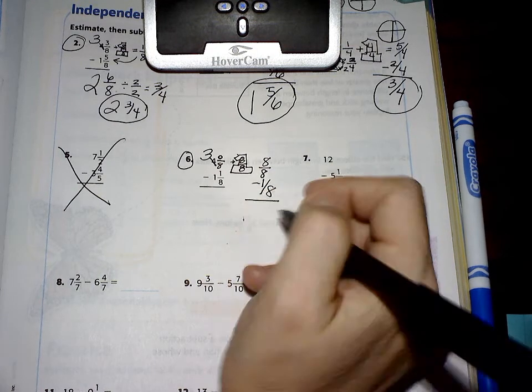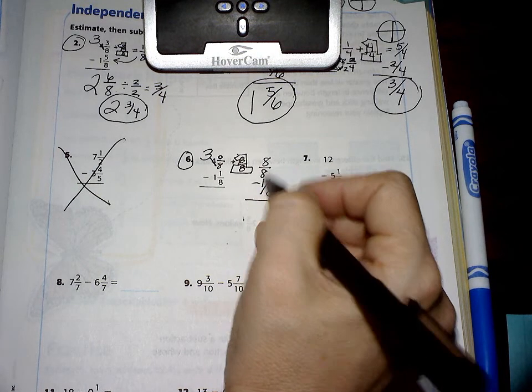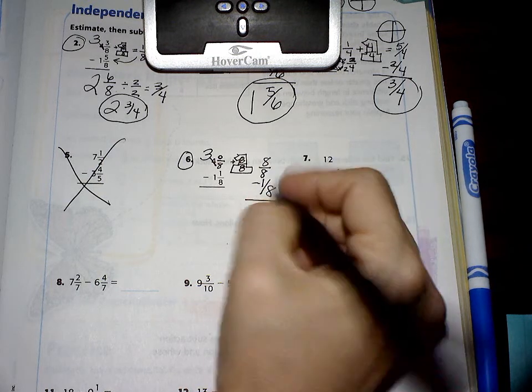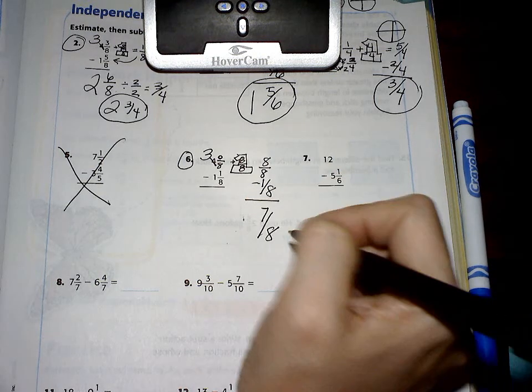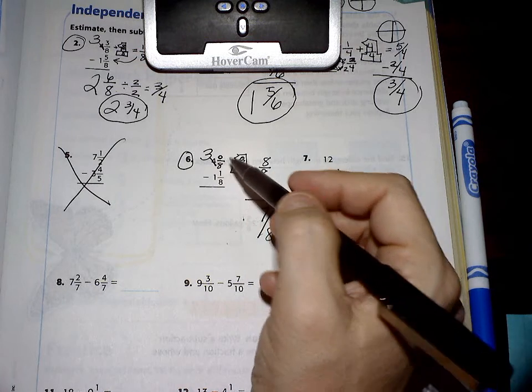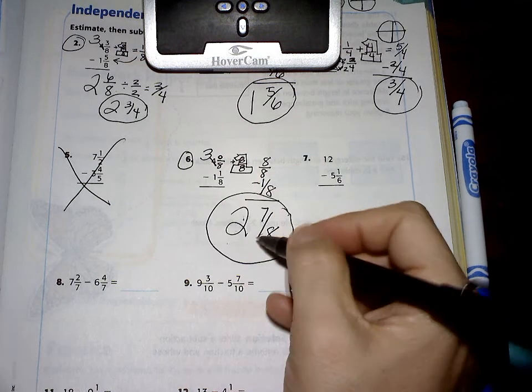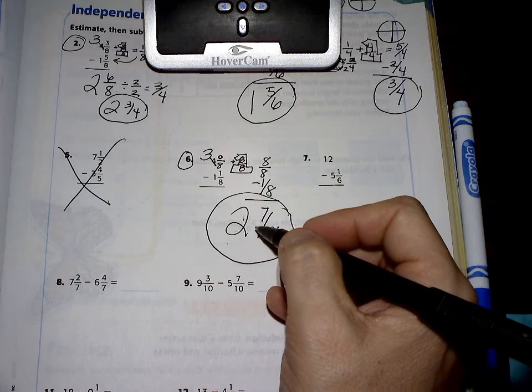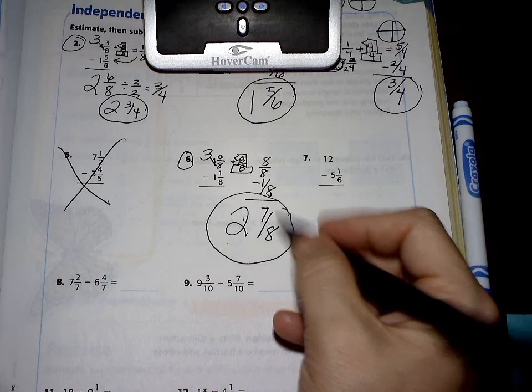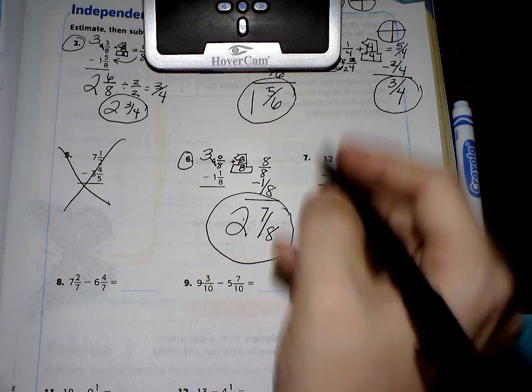That I can do. My denominator is the same. I can take 1 away from 8. 8 minus 1 is 7. Rewrite your denominator for 8. Go back to your whole number. 3 minus 1 is 2. 2 and 7 eighths. And I know that that is simplified because the numbers are 1 away from each other. 7 eighths. Okay, last one, you guys.